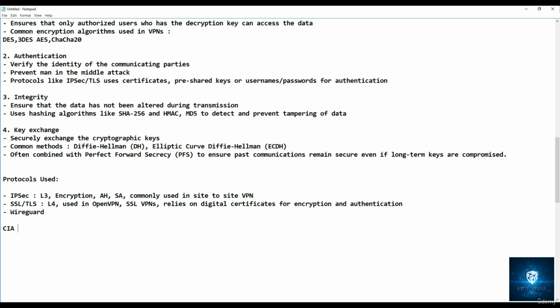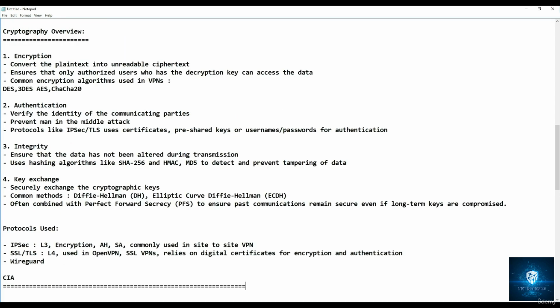It chooses stronger encryption and secure protocols, which is vital for any VPN security, and regular updates and key management are really important to maintain cryptographic strength from time to time, right? So I hope it is clear and you understand the concept of cryptography, the solutions involved, and the basics of VPNs involved over here.